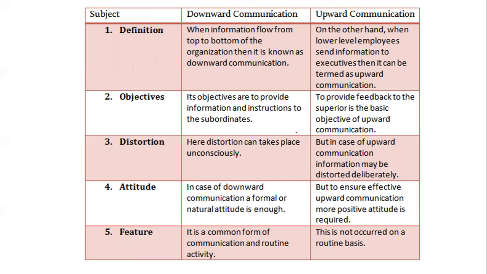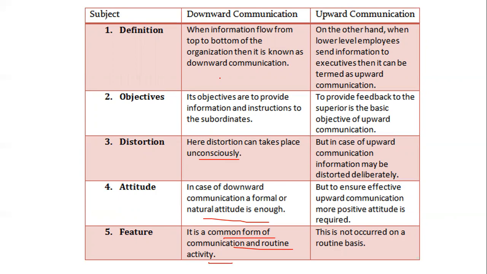When the information flows downward, that is from top to bottom, it is called downward communication, with the objective to provide information or instructions. Distortion can take place unconsciously, whereas this communication is formal in nature. It is a common form of communication with a routine activity. So this is a very routine way of communicating in an organization.